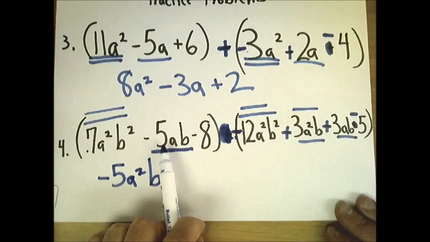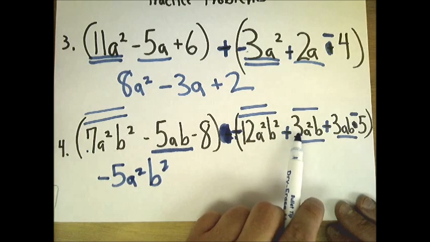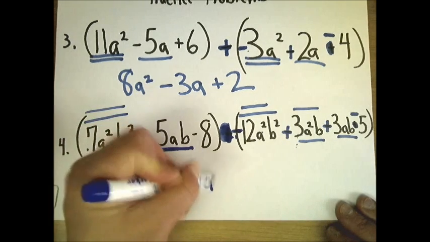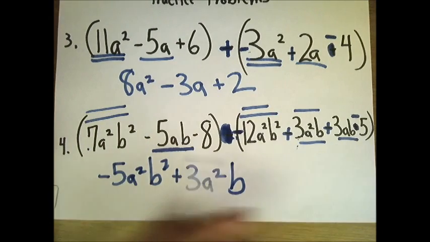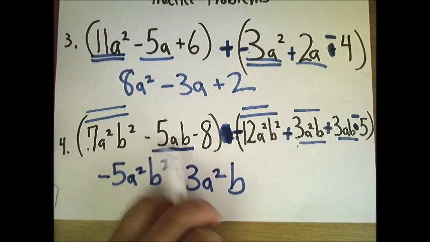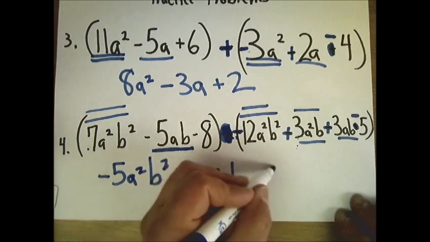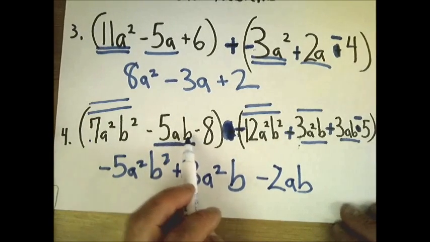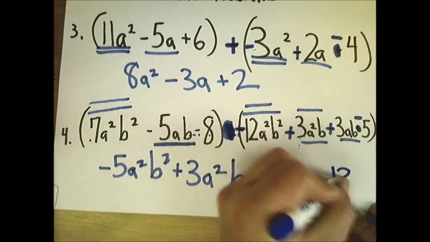Then I've got, let's see, do anything with a square in it before. So this is the only one that has a mark on top and bottom. So I'm just going to bring that down. Then I'll deal with the AB problem. So negative 5 plus 3. Negative 5 plus 3 is negative 2. AB. And finally, I've got the numbers that don't have anything. Negative 8 minus 15 gives me negative 13.